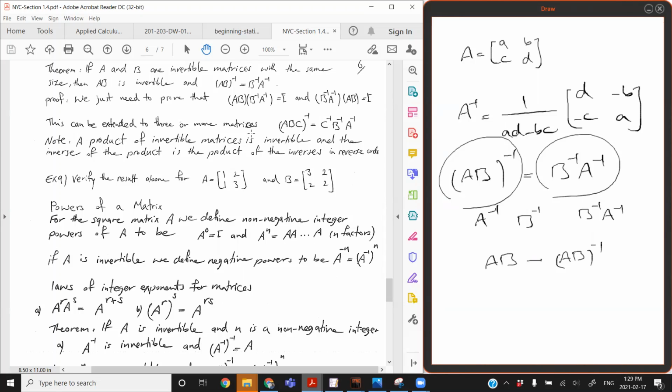Does it make sense what I want you to do? You have A, you have B, so you're able to find A inverse and B inverse, and you're able to find this product. That would be the right side. If you multiply A and B, you're going to get a 2 by 2 matrix. Using the formula up here, you can find the inverse of that 2 by 2 matrix. And then you can compare these two. You're supposed to get the same exact matrix. So I'm going to give you 10 minutes to do that.